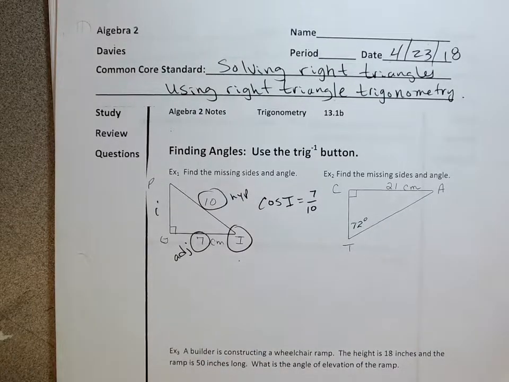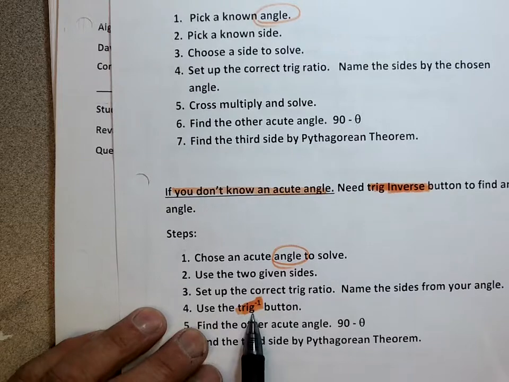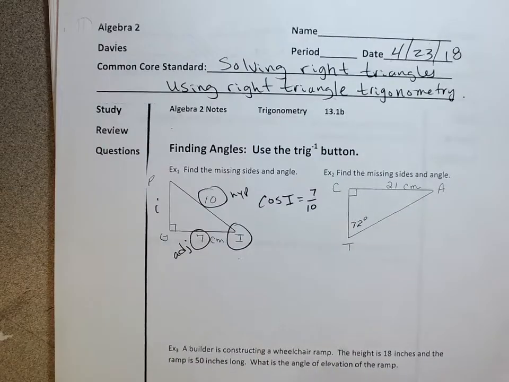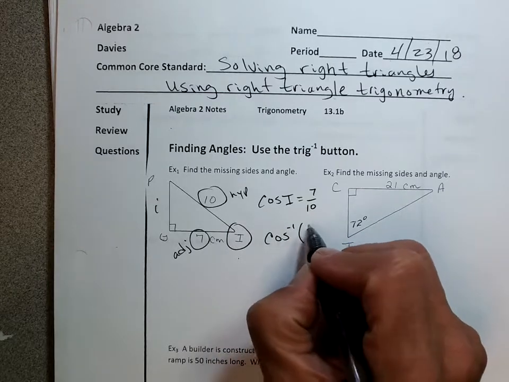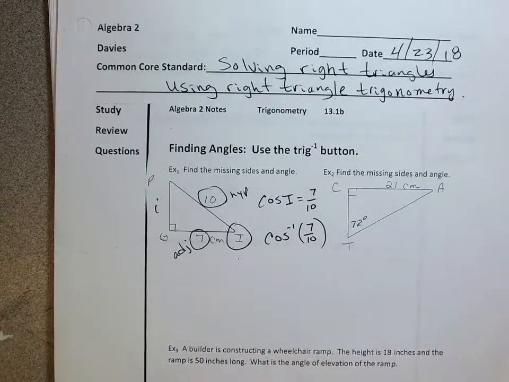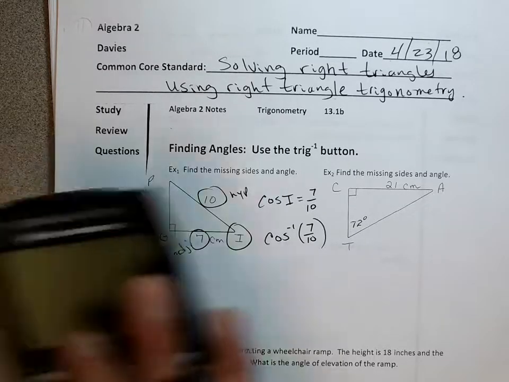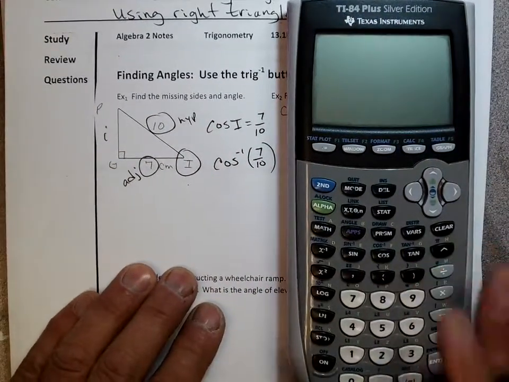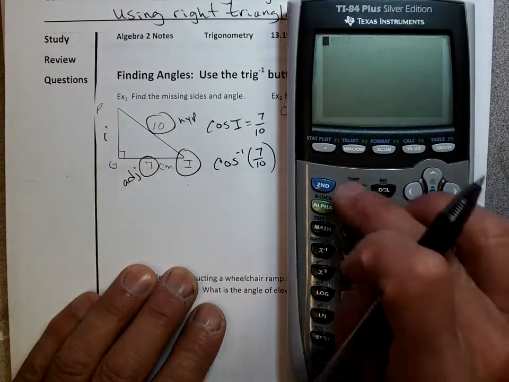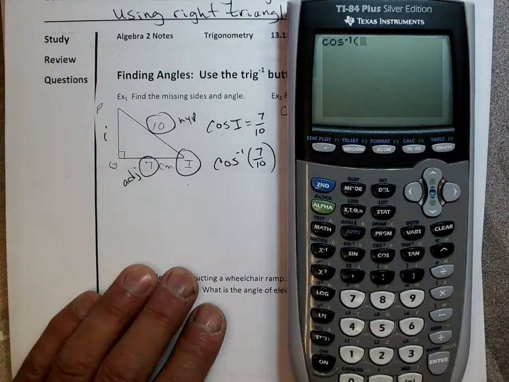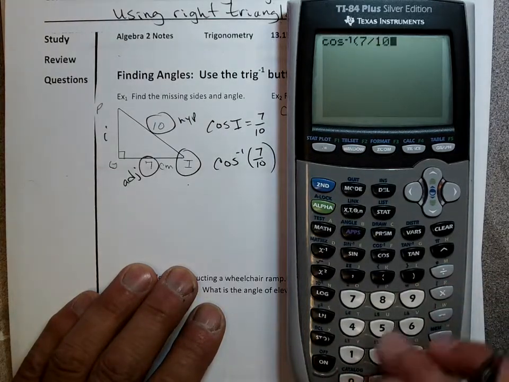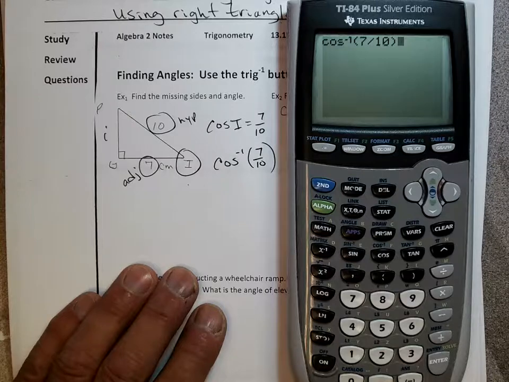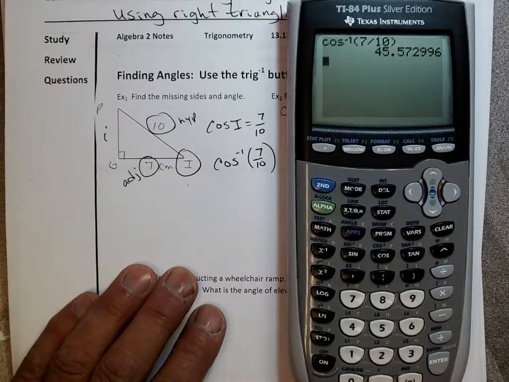So now what I have to do is use the inverse, right? So instead of cosine of I, I'm going to go cosine inverse of 7 over 10, okay? And I can let my calculator do that for me. I'm going to go second cosine. You've got to hit second cosine, right? 7 divided by 10, cosine inverse, and I get an answer of about 45.6.